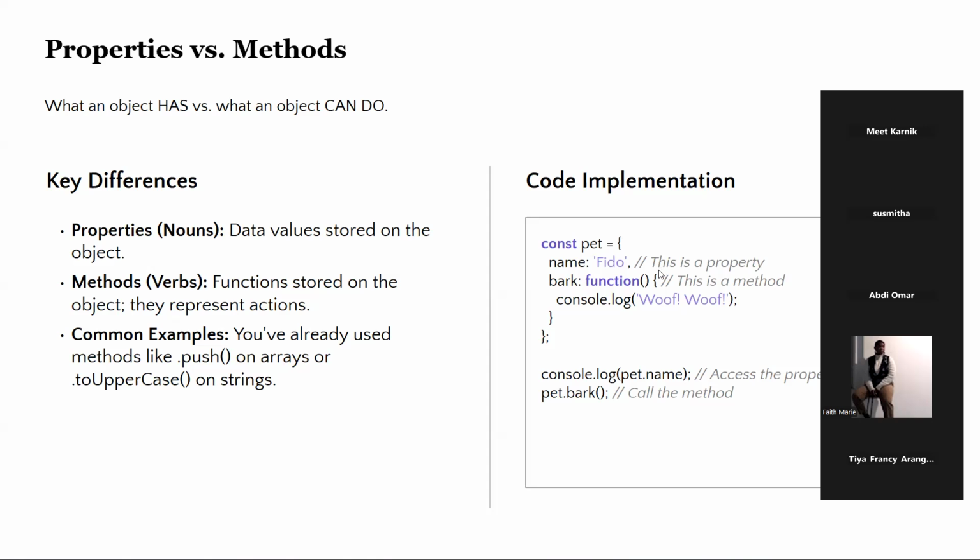So you've actually already seen methods before, even if they were not inside your own objects yet. For example, you remember the array methods push, pop, pull. Push on an array or toUpperCase on a string are both examples of methods. And in the example that you see on the right, the pet object has a property name with the value Fido. It also has a method called bark, and that method contains a function that logs woof woof.